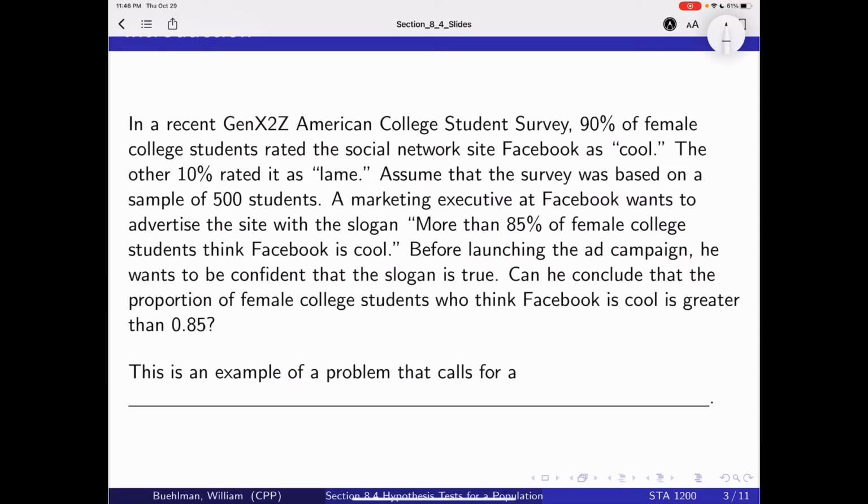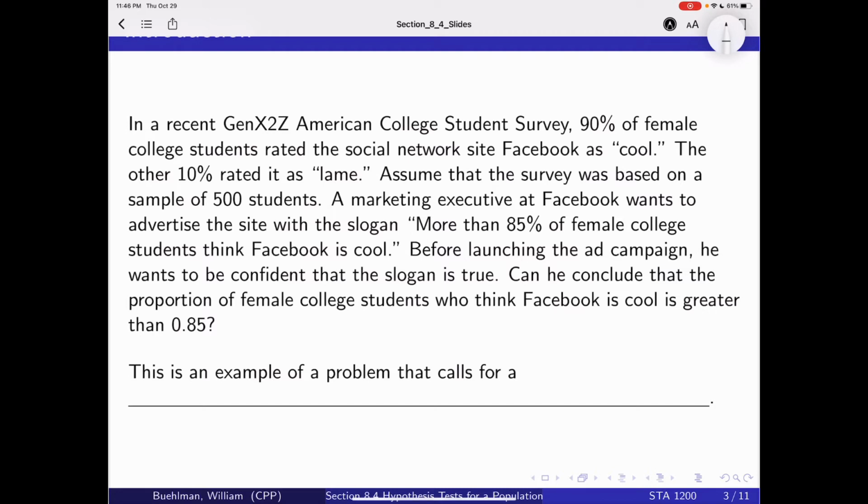In a recent Gen X2Z American College student survey, 90% of female college students rated Facebook as cool. The other 10% rated it as lame. Assume that the survey was based on a sample of 500 students.